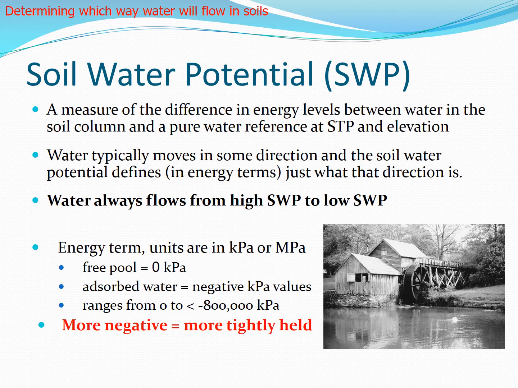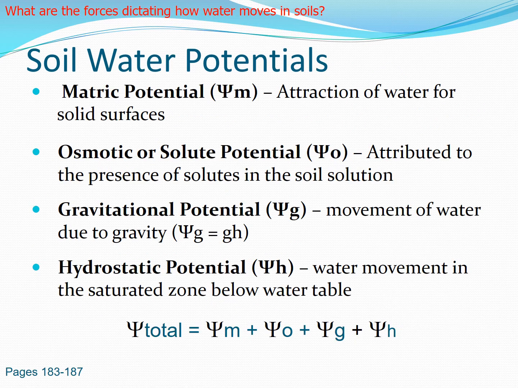All right, so the free pool, the saturated pool, is 0 kilopascals, but as you get drier than saturated, again, you're going to have negative numbers. So the more negative the number, the more tightly it's going to be held to the soil particle and it won't be available for plants. So there's several potentials that help move that water, or not move it in some cases.